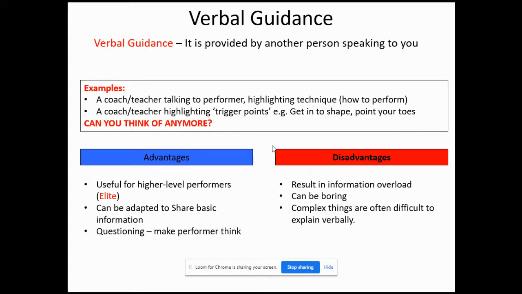And complex things are often too difficult to explain verbally. That means that if I'm trying to tell you how to do a double back somersault, it's really difficult just to tell you how to do it and then expect you to go do it. I've got to give you definitely some visual guidance. I've probably got to give you some manual and mechanical guidance to help you get over the line. Again, if you want to take notes, pause it now, okay, and then take your notes and then we'll move on.